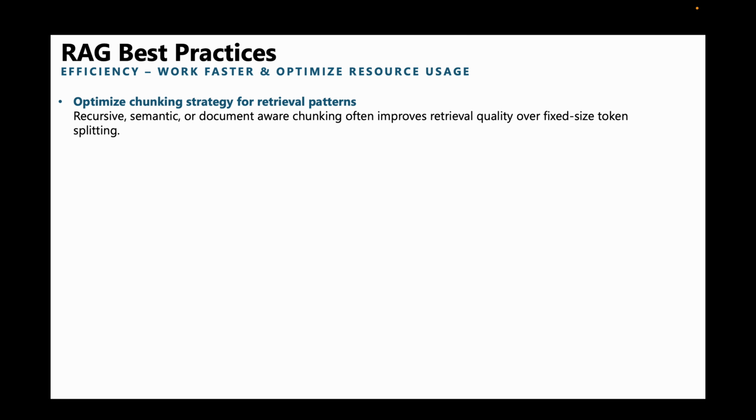The first guidance for optimizing the efficiency is to optimize the chunking strategy based on retrieval patterns and document structures. Instead of always using fixed size chunking as a default, you should evaluate techniques such as recursive chunking or semantic chunking, which often preserve the context better. Having the right chunking strategy improves relevance and it also reduces unnecessary tokens.